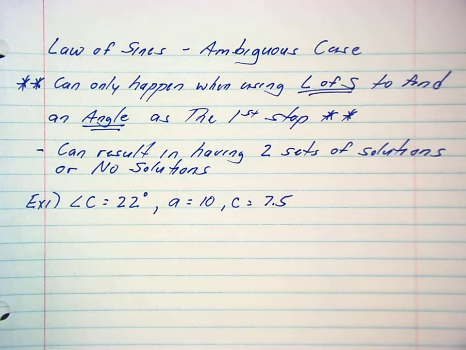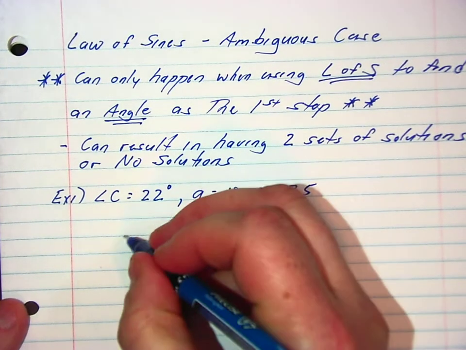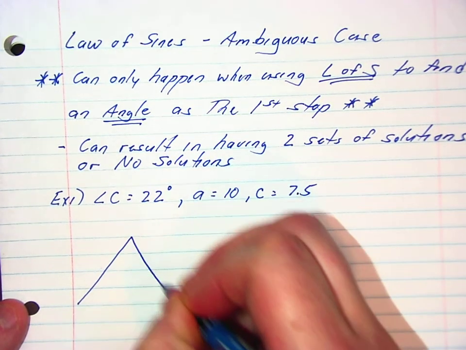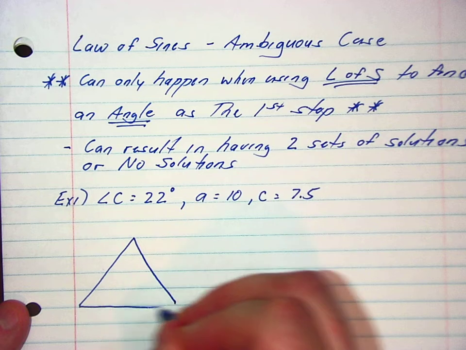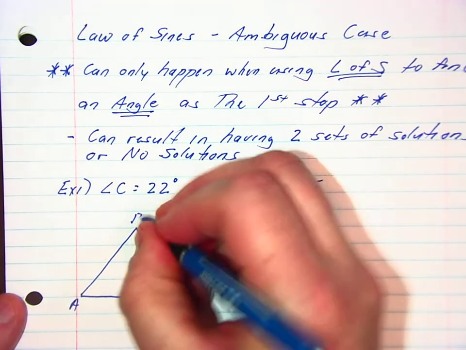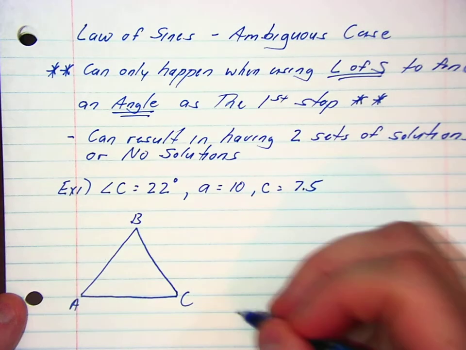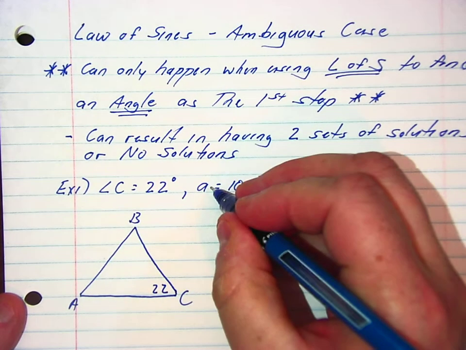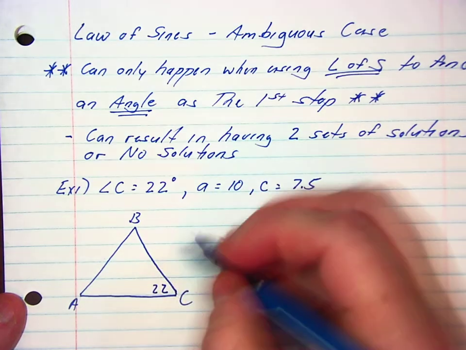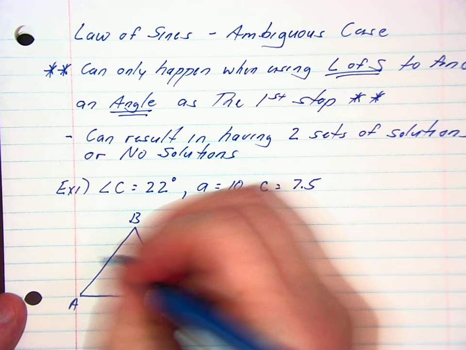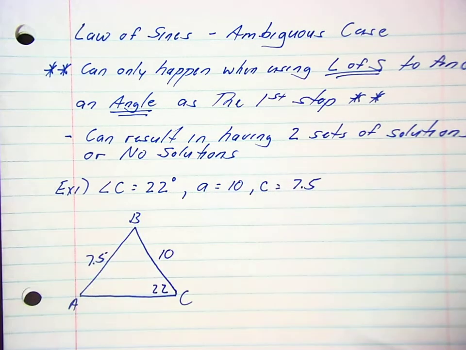All right, let's take a look at this problem I got down here. So this is set up as normal law of sines. Some of you guys, when I was looking at your homework last week, did not draw the triangle. I want the triangle drawn for every single problem, labeled with all the things I give you and all the things you find in there. So angle C is 22, that goes here. Little a is side A, which is across from angle A, that's 10. And little c is across from big C, that's 7.5.